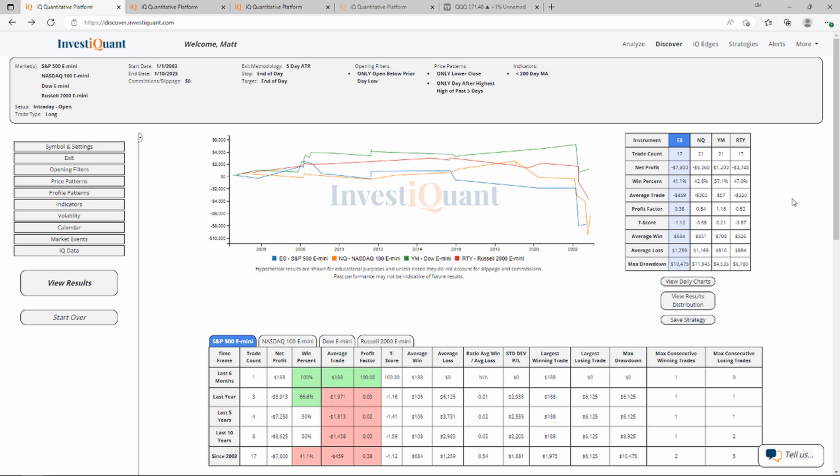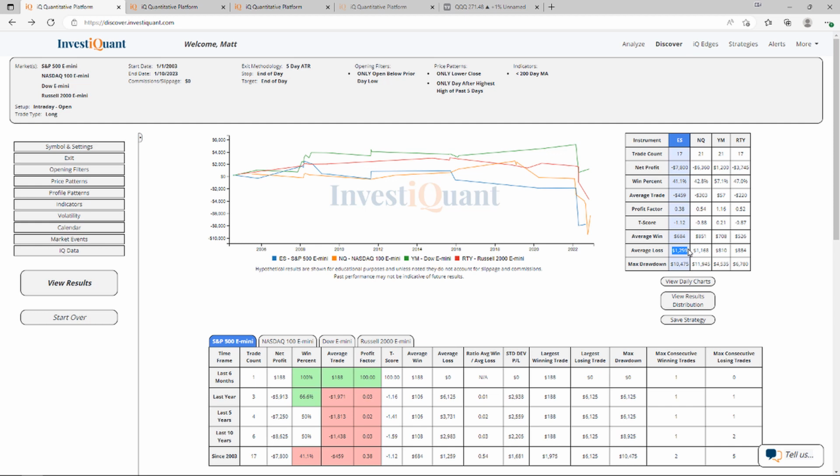The win rates on here are a little bit weak. We've got S&P coming in at 41%. The NASDAQ, 43%. Dow's the only one that's favored at 57%. Russell, 47%. If we look at the average moves, you'll see the average loss is larger than the average win here by quite a bit in the S&P.